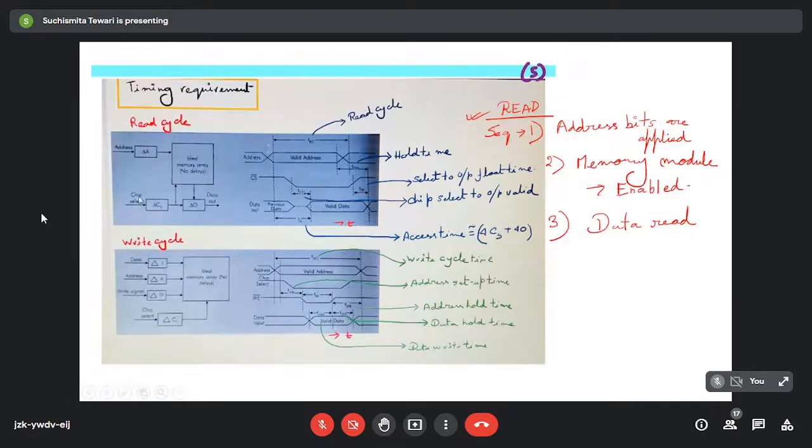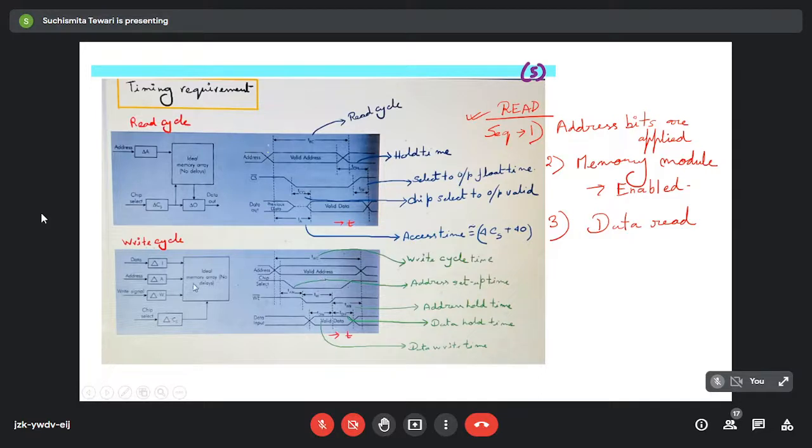Same goes for this chip select delay, and same goes for this data output delay. These are nothing but the lumped delay associated with these lines, which we are representing in the form of a lumped element. That's it. Now if we move on to the write cycle, what are the steps over here?